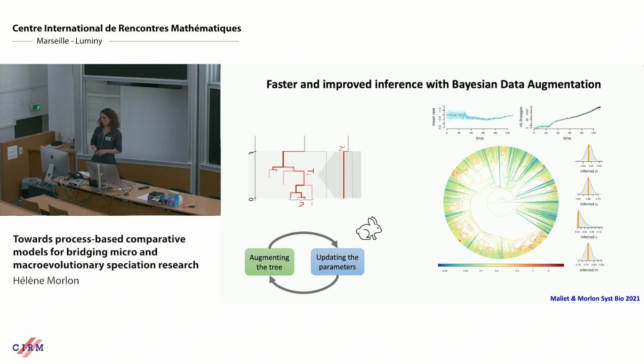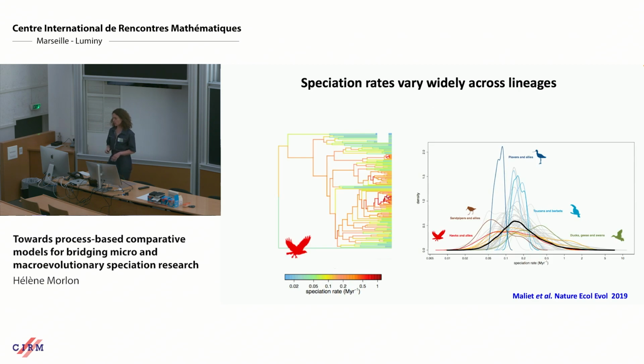Okay, so if we do that, for example, here on phylogenies of birds, what we see empirically is that there is a wide variation in speciation rates across different lineages in the tree. So here it's hawks and hares. It's a pretty homogeneous group of birds, but it's still all birds. And you see that you can have more than 2 orders of magnitude variation in the rates of speciation across the branches of the tree.